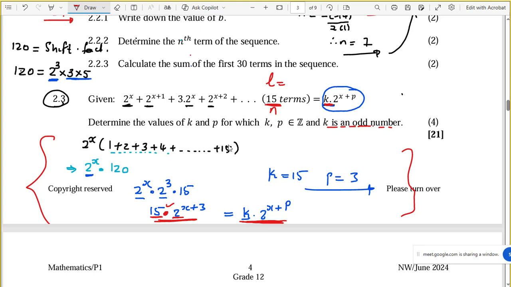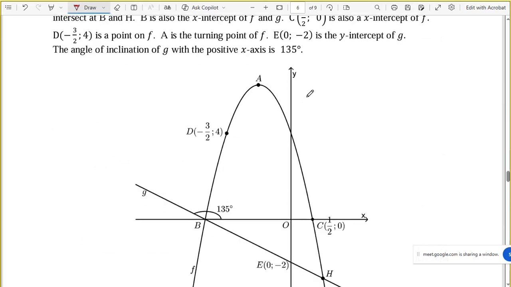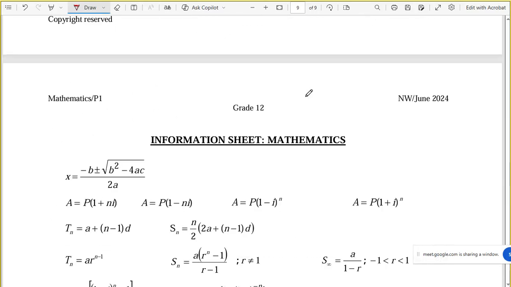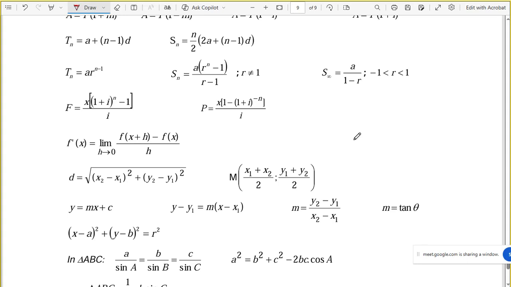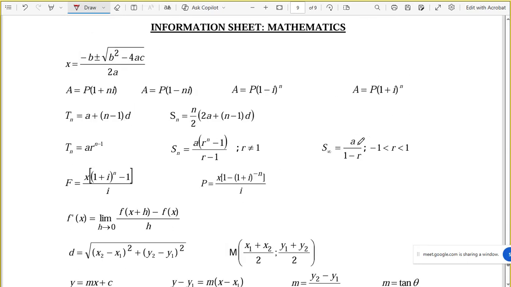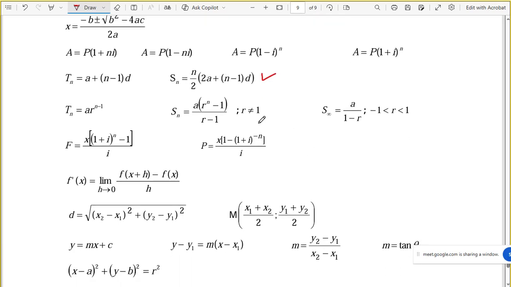The last term is going to be 15 times 2^x. So the last term is 2^x times 15. That's the last term. Let me quickly move to my formula sheet and see what I have. I'm not sure if there's a formula sheet here. There it is. So now I'm going to choose either this formula or the one that has the last term. Because look at this, I'm not sure if this is arithmetic or geometric, but we'll definitely confirm that.